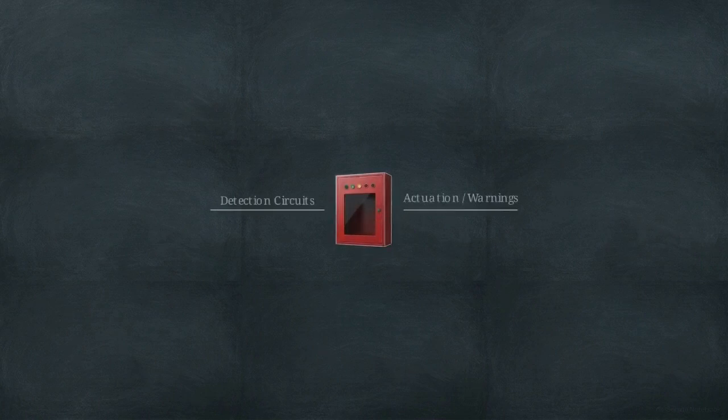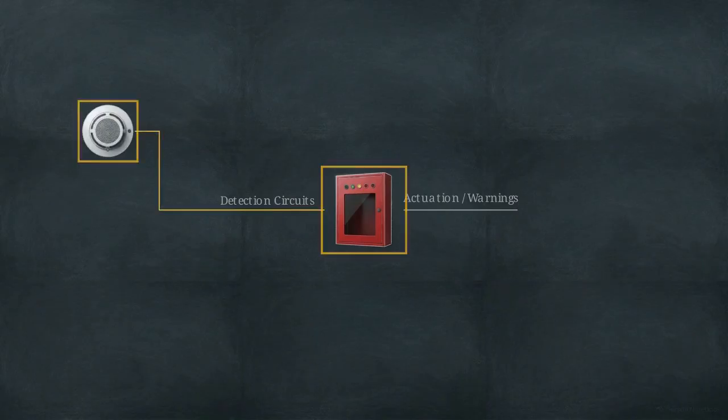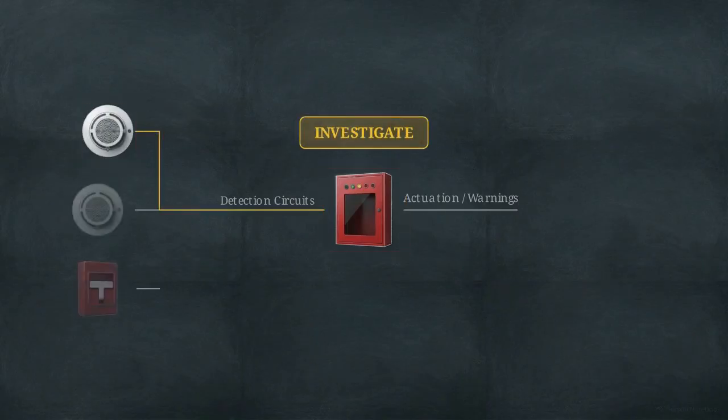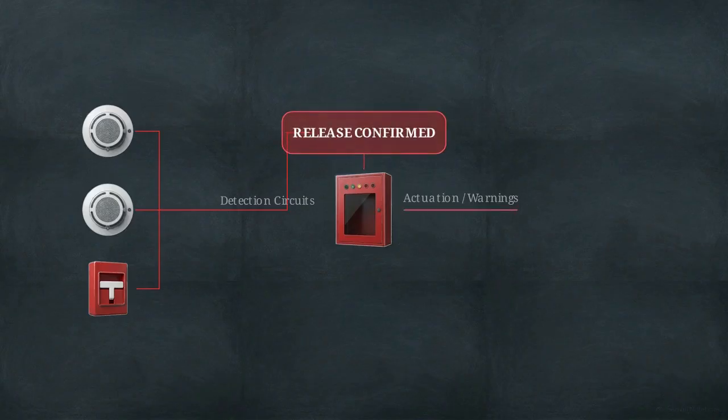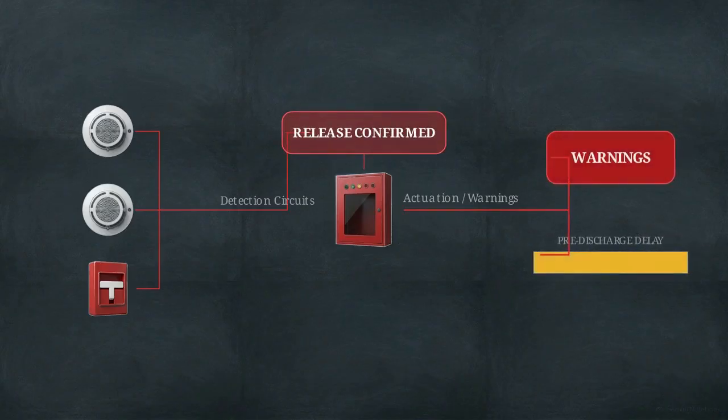It owns the detection circuits, the release timers, and the valve actuation, operating entirely independent of standard building networks. The sequence of operations is absolute. A single smoke detector input registers an alarm and initiates investigation. A secondary, independent detector input, or a deliberate manual pull station, is required to satisfy the confirmed release criteria. Once confirmed, the panel triggers occupant warnings and starts the pre-discharge time delay.